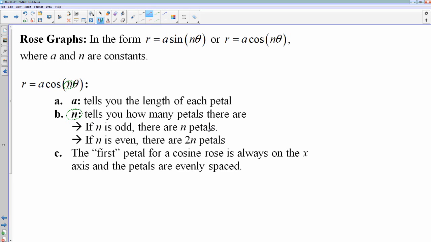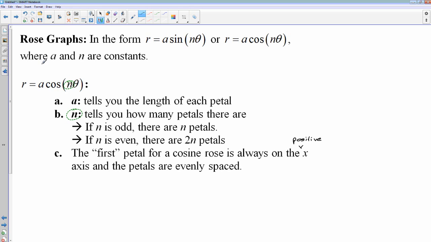If n is an odd number, then that's how many petals there are. If n is even, then you double that number. And if you have a cosine, your first petal is always on the x-axis. And I should specify the positive x-axis. You don't start on the negative x-axis. The petals are evenly spaced.